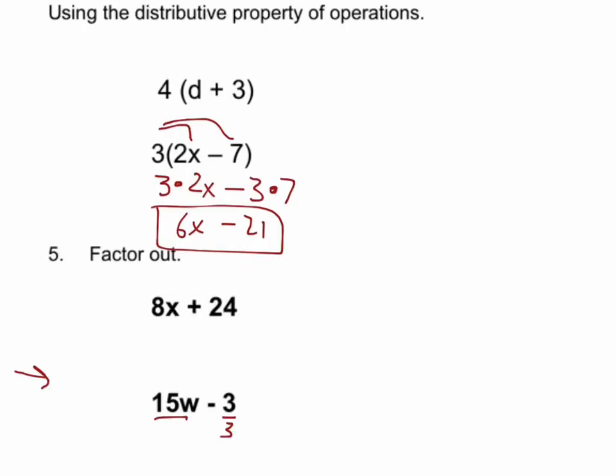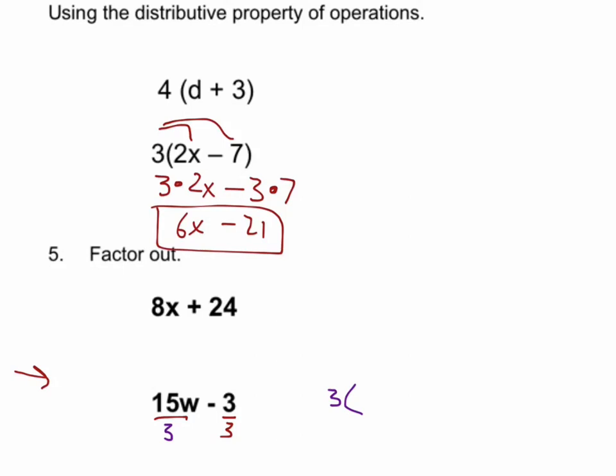Alright, so this one's very similar. I'm going backwards now for the one that I'm about to do. I'm going to do 15w minus 3. So we got to look for a factor. What can we divide both of these by? And the answer is 3. Alright, so now my answer is 3 parentheses.